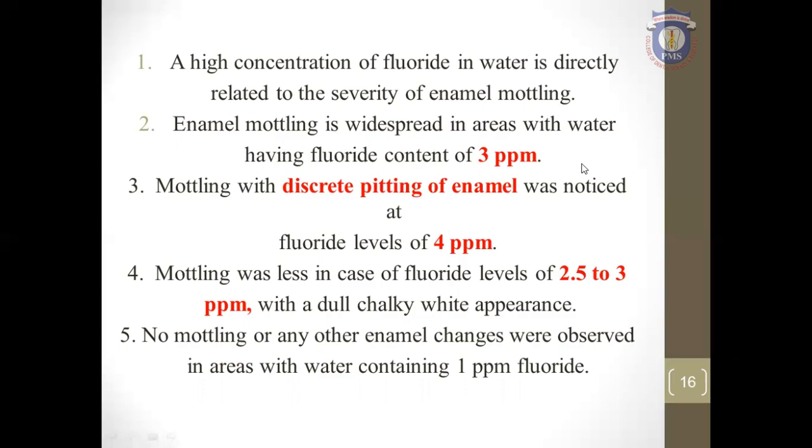Later on, enamel mottling is widespread in areas with water having fluoride content of 3 ppm. And mottling with discrete pitting of enamel was noticed at fluoride levels of 4 ppm. Mottling was less in the case of fluoride levels of 2.5 to 3 ppm, with a dull chalky white appearance. No mottling or any other enamel changes were observed in areas with water containing 1 ppm of fluoride. So these were all the observations reported by Trendley Dean.